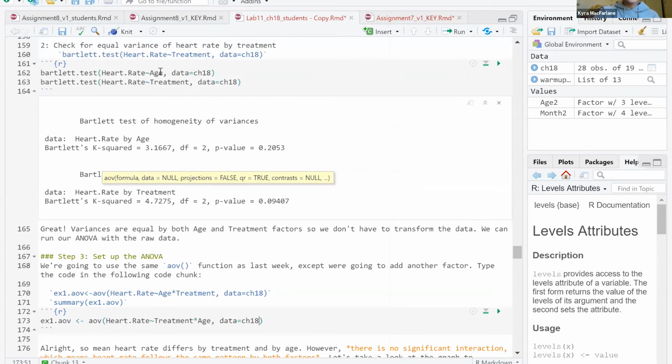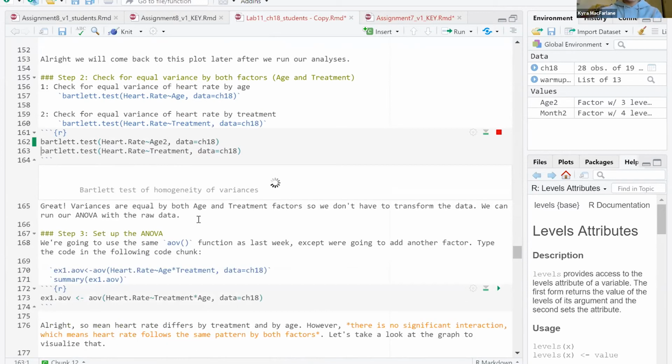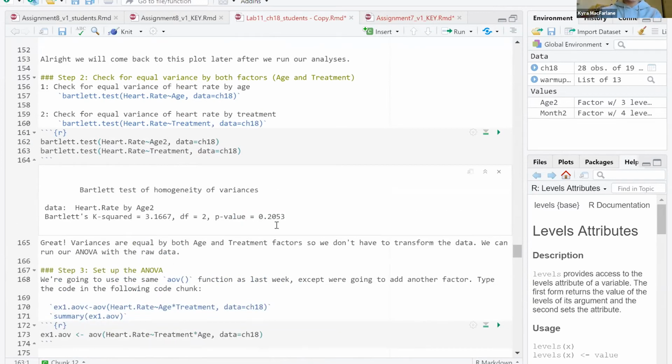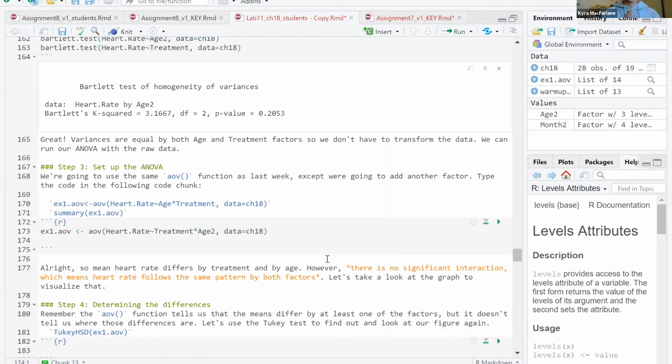I also just want to say you could, if you used your new object here, so age 2 instead of age, that doesn't change anything. You get the same results. Same for here. If I did age 2, I get the same results as if I did the original age. So that's kind of personal preference again. If you use age 2, it'll keep everything in that same order you just created. If you use the original age, it won't be in that order, but the numbers will all be the same. Then we want to look at the results of our ANOVA using the summary function.